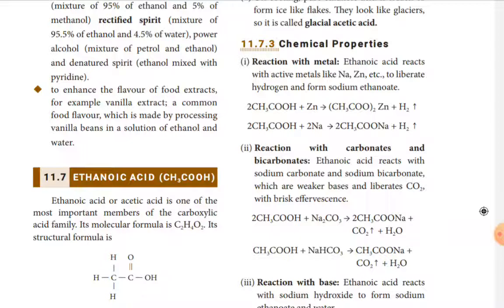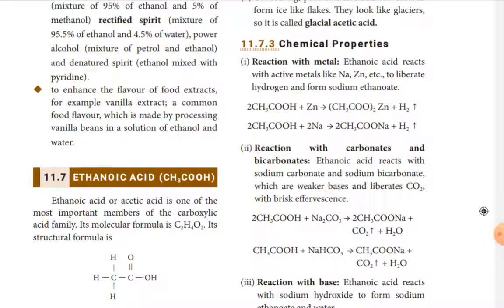We learned in the previous point, denatured alcohol means, in the industries where the alcohol is manufactured, to prevent the misuse of alcohol produced in the industry, it is made unfit for drinking. So by the addition of a poisonous substance like methanol or pyridine. This type of addition of poisonous substance methanol to the ethanol is called denatured alcohol. These are some of the dangerous effects of consuming alcohol.